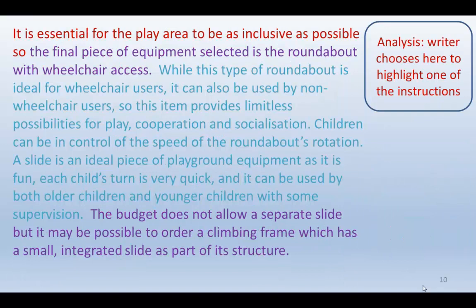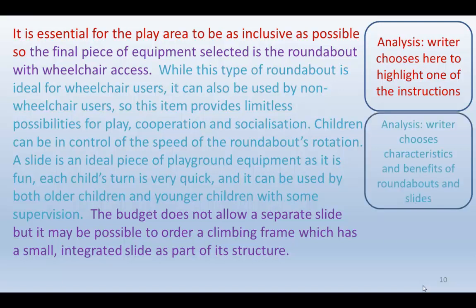Finally, we move on to the roundabout with wheelchair access. Here we've got the analysis again. The writer chooses to highlight the fact from the instructions that the play area must be inclusive. So in a sense, the writer is looking back and picking out one important point from the instructions to include. Now, this isn't description, this is analysis, because the writer is choosing to highlight that piece of information in this paragraph and using it to justify the equipment that she chooses, which is the roundabout with wheelchair access.